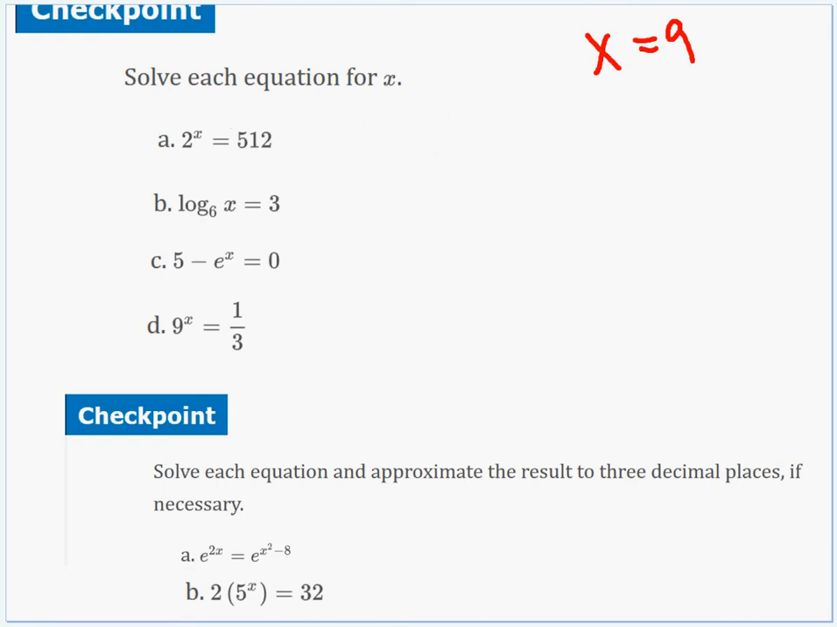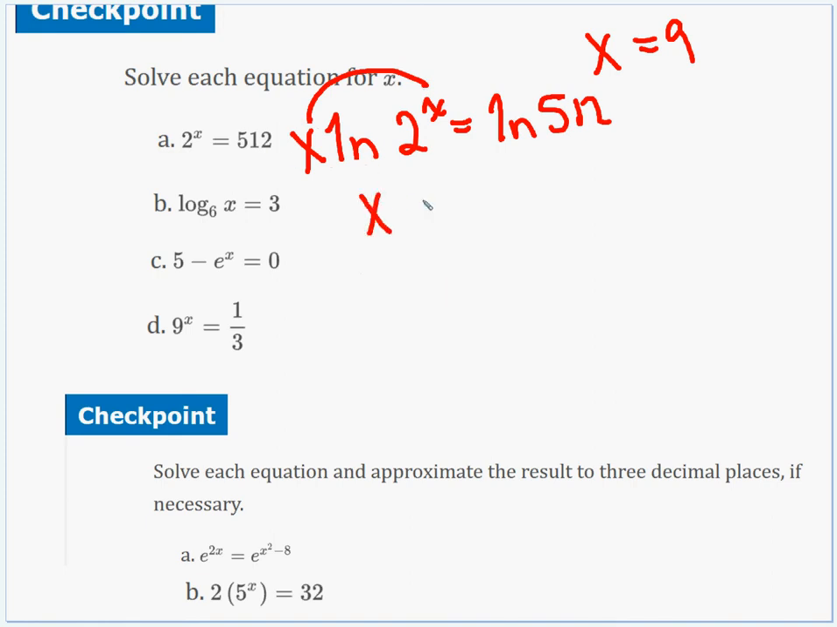What I did, though, I took the natural log of each side, the ln of 2 to the x power, and of course the x can come down front. And we would take the natural log of 512 and then divide both sides by natural log of 2. So if you punch in your calculator nat log of 512 over the nat log of 2, it will divide out to a nice clean 9.